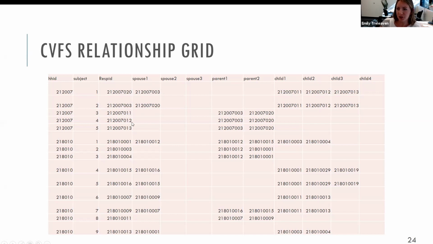Then we have observations for each of the children, and we can see their parent IDs because they are the children of the parents in this household. So each individual in a CVFS household appears as a unique observation in this data set in the relationship grid, with the IDs of all of their other household members listed by relationship type to that person.